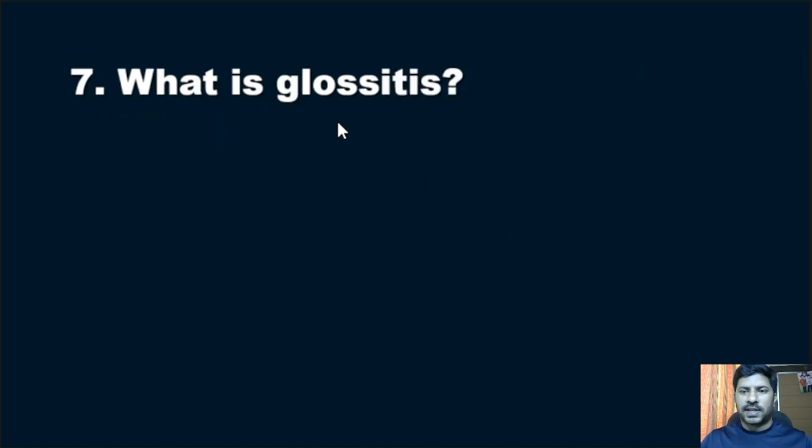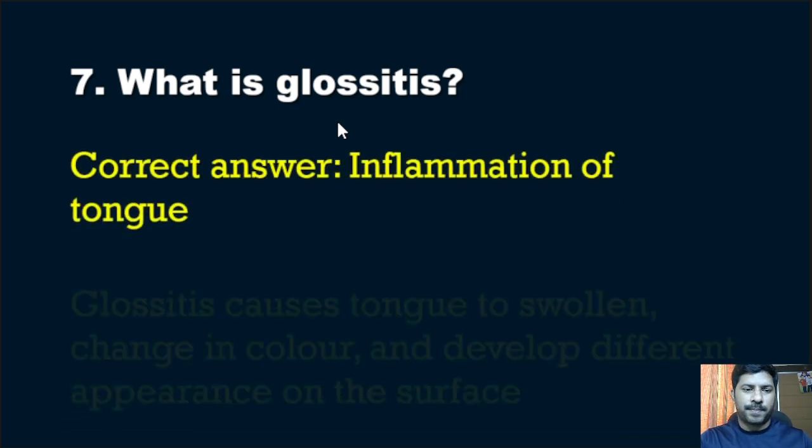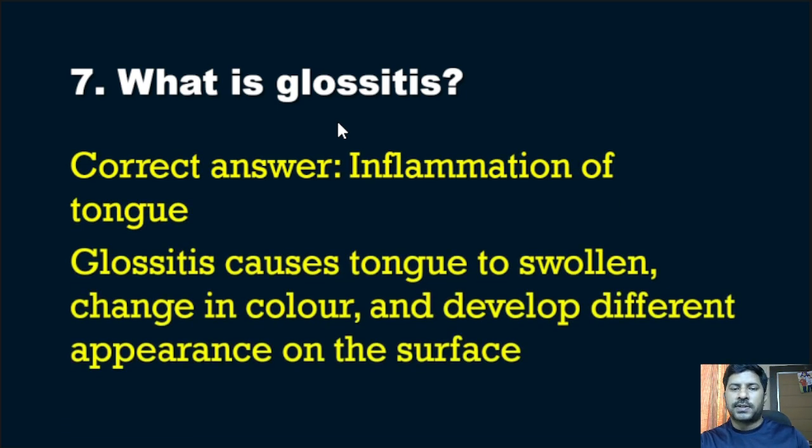Next, what is glossitis? It is a direct question. It is inflammation of the tongue. Glossitis causes the tongue to swell, change in color and develop a different appearance on the surface.